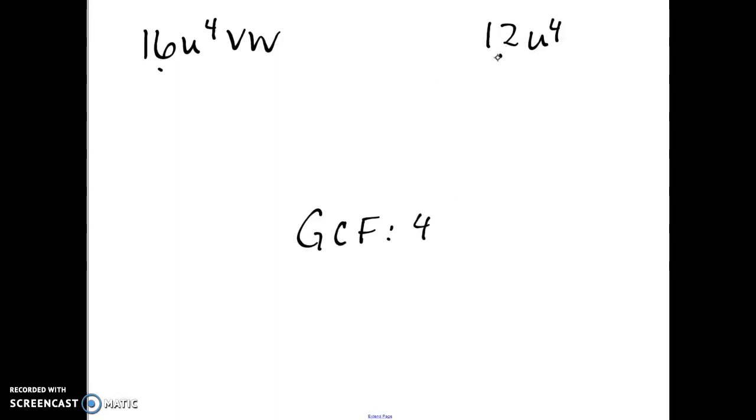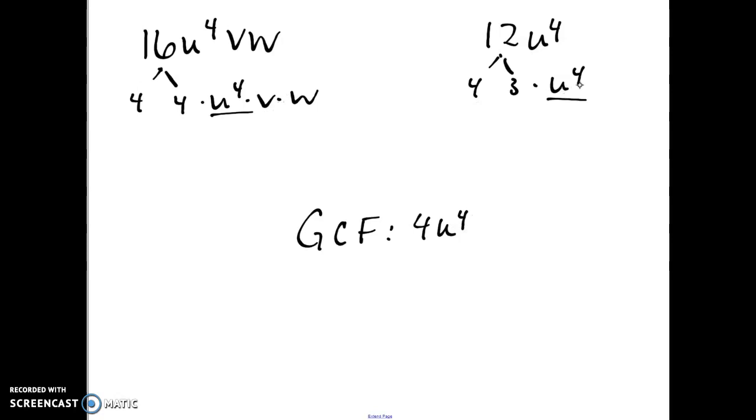Okay? I could rewrite this as 4 times 3 times u to the fourth, and I could rewrite this as 4 times 4 times u to the fourth times v times w, so it's a 4. Now here I have a u to the fourth and here I have u to the fourth, so that is common to both terms. I don't have any v's, I don't have any w's on this side, so none of them are included. My greatest common factor is 4u to the fourth.